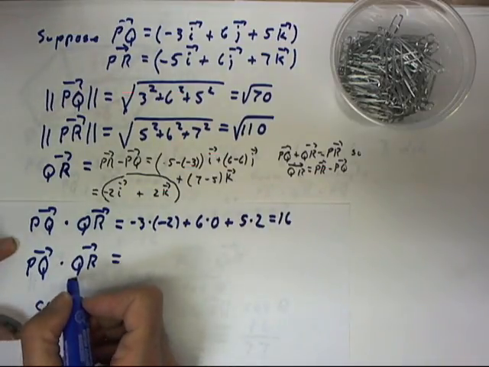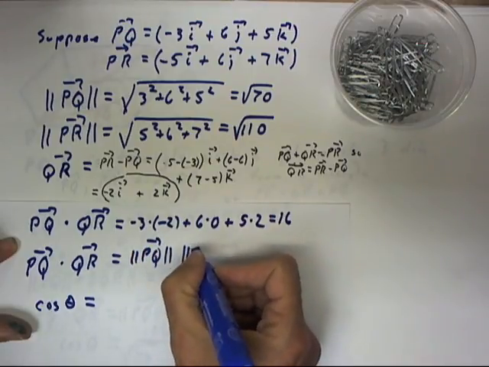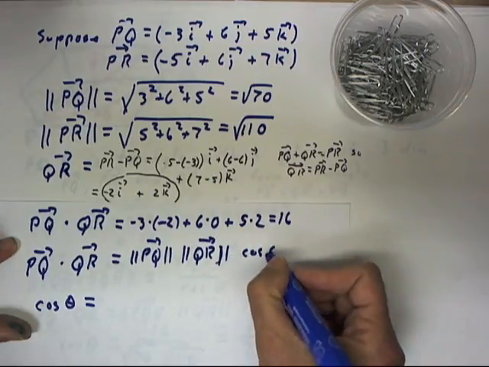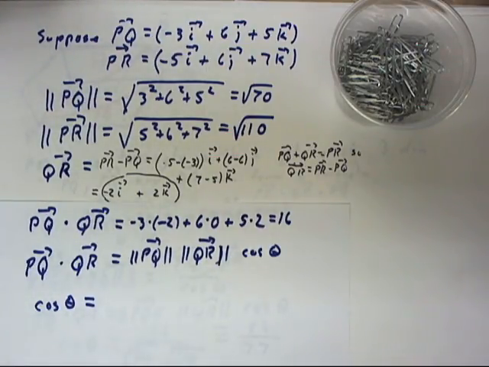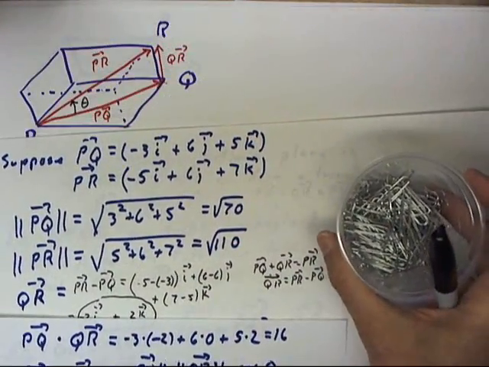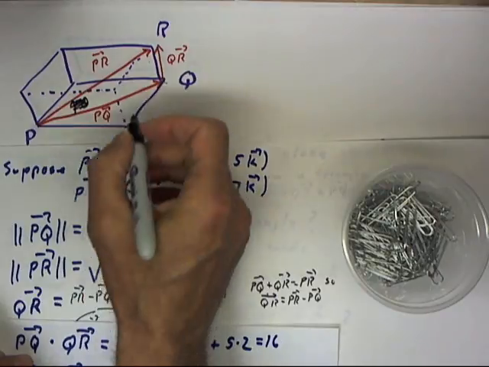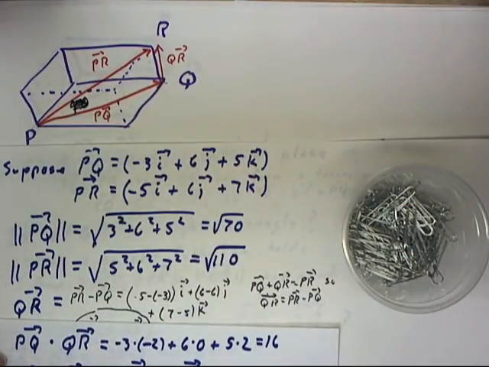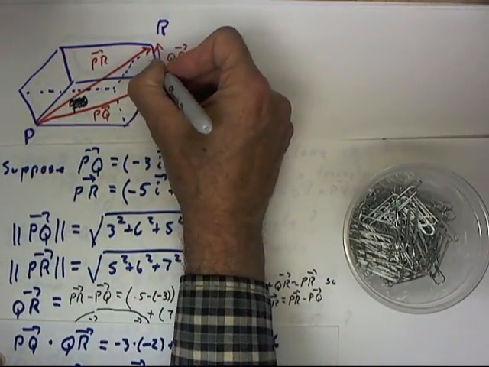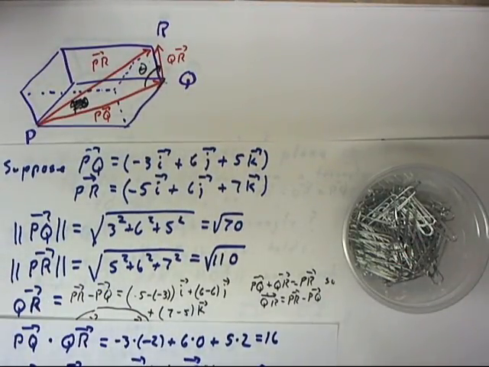Now, we also know that PQ dot QR equals the magnitude of PQ times the magnitude of QR times the cosine of theta, where theta is the angle between the 2 vectors. In this case, let's take a peek back at our original picture. I have theta mislabeled here, so I'm going to cross that out. Theta is the angle, in this case, between PQ and QR. PQ is here, QR is here, so right here is our angle theta. And we're going to try to find the cosine of this angle.